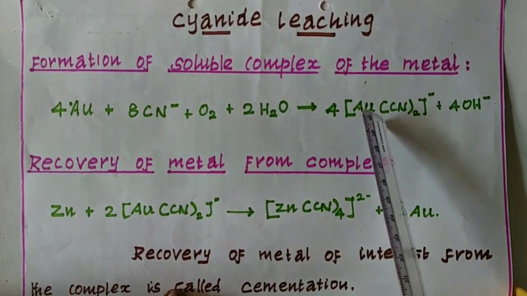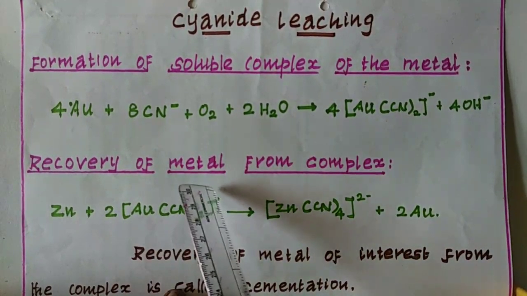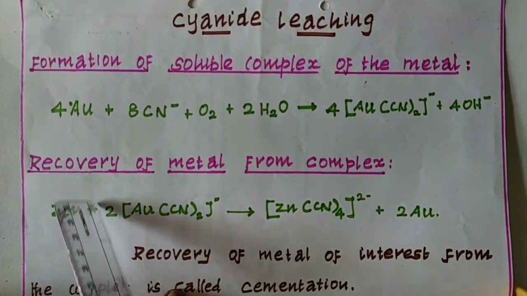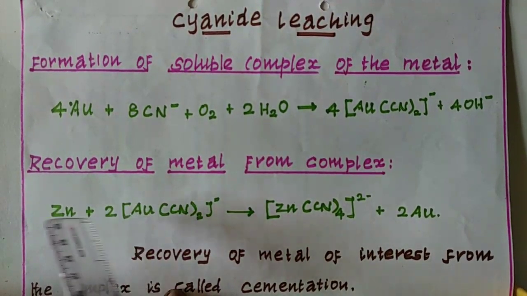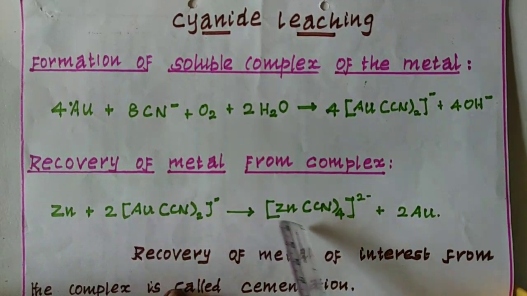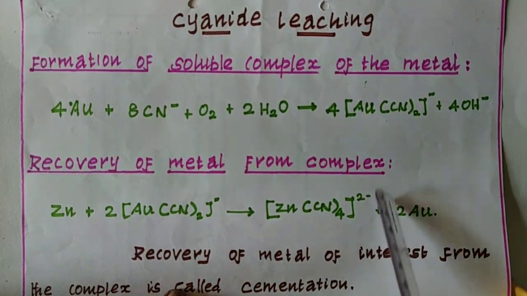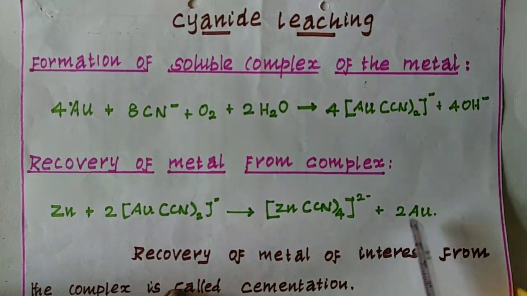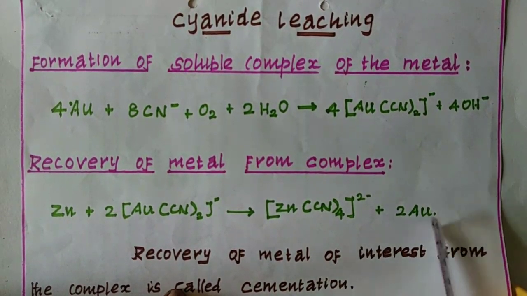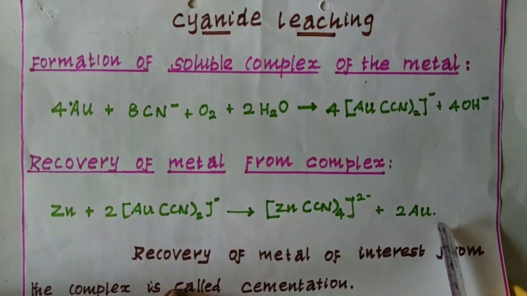So this complex, Au(CN)2 minus, is allowed to react with another metal, that is zinc. Now the place of gold is replaced by zinc. So we obtain a zinc complex, and the gold metal is separated. Now this is called leaching. So in this way, what is leached? The gold metal is leached.